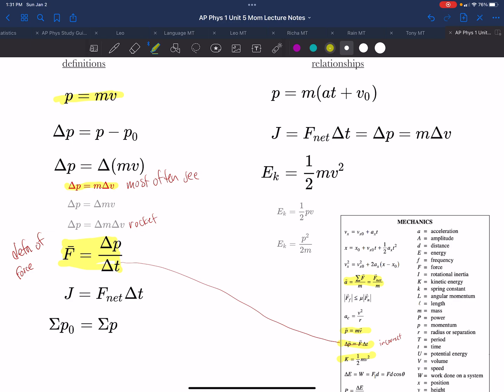This one is also very important, and it turns out, for reasons we'll see later, that these two are equal to each other. And that is what this is. You'll say J equals F net delta t equals delta p equals m delta v. And then there's this one which doesn't appear at all. And you'll come to see this one's so easy we don't really need to memorize that. This last one is the definition of kinetic energy.